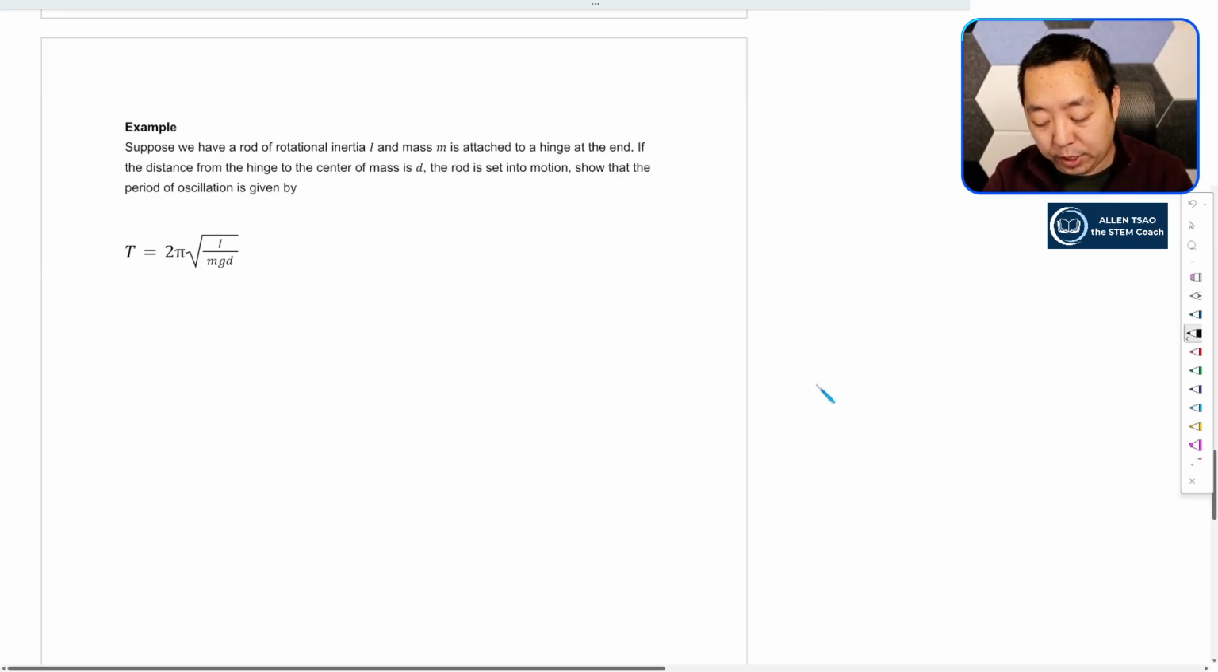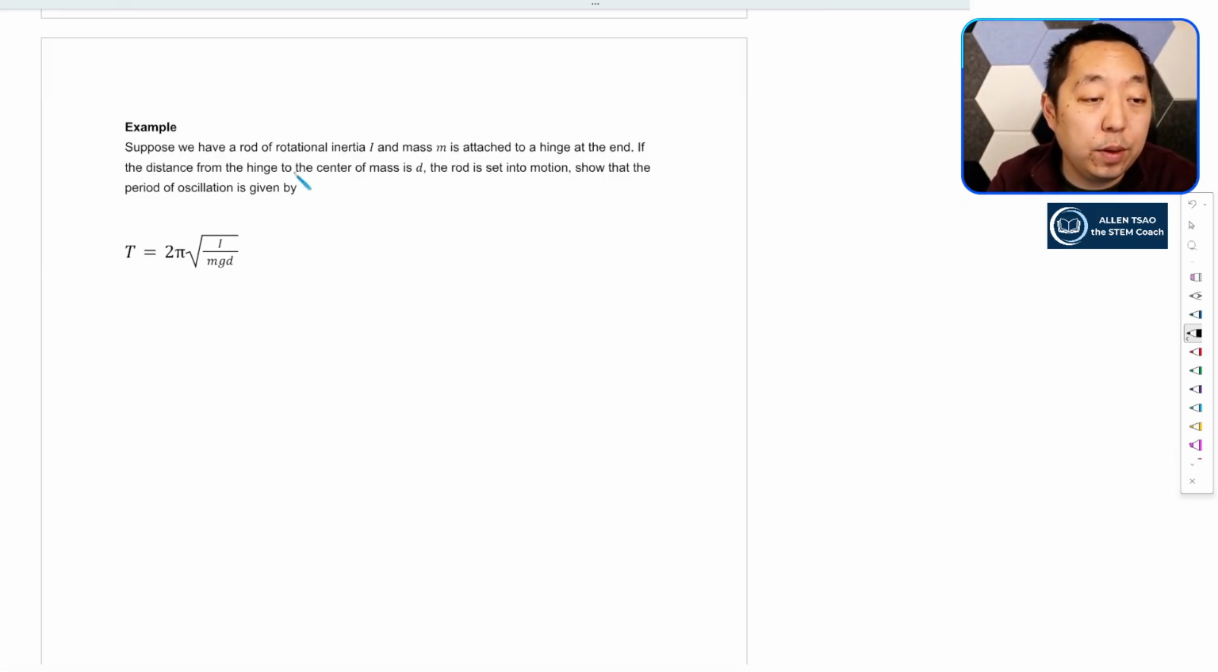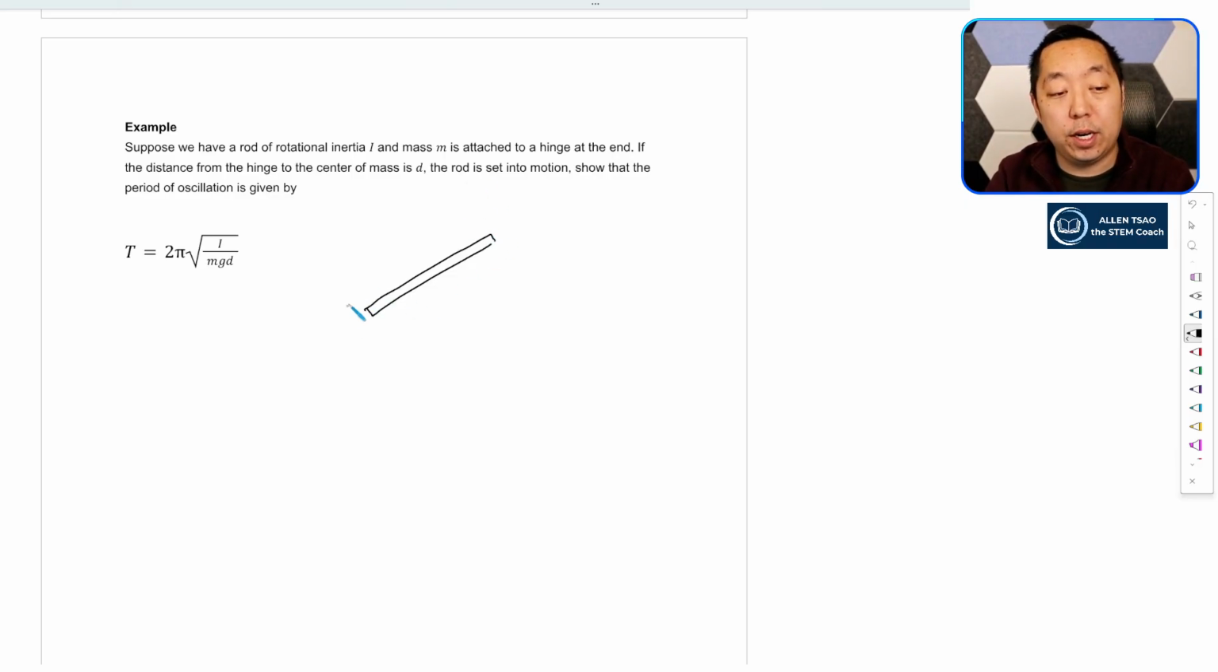We haven't talked about this period before, but suppose we have a rod of rotational inertia I, so it's not like a point mass at the end, but the rod is like a beam. And this beam doesn't have to be uniform. The mass could be distributed anywhere. It could have a ball sticking at the end, whatever. And rotational inertia I and mass m is attached to a hinge at the end.